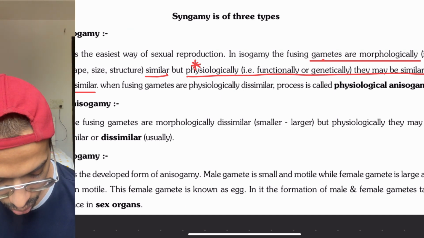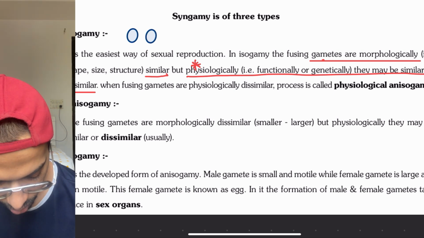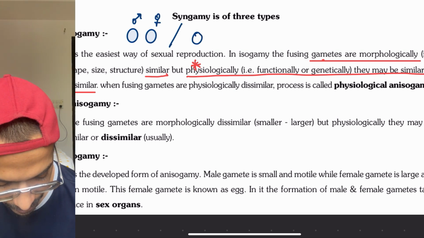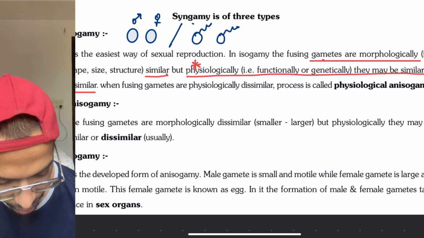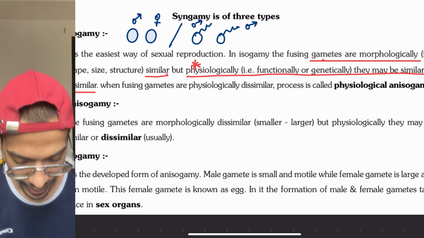Isogametes means both look like this. This is your male, this is female. Or it could look like with flagella. So male also has flagella, female also has flagella. It looks similar, but physiologically they aren't.